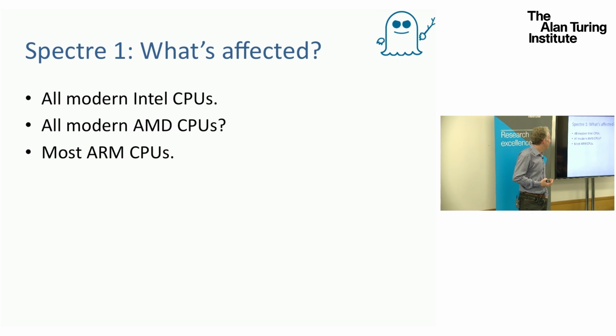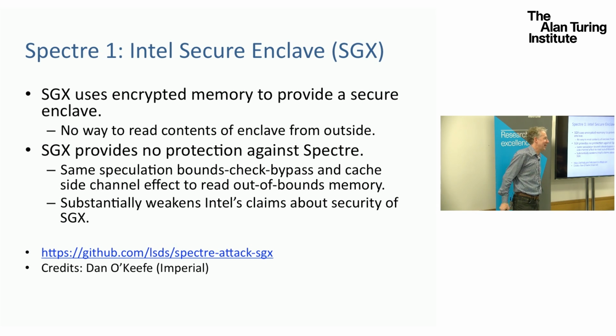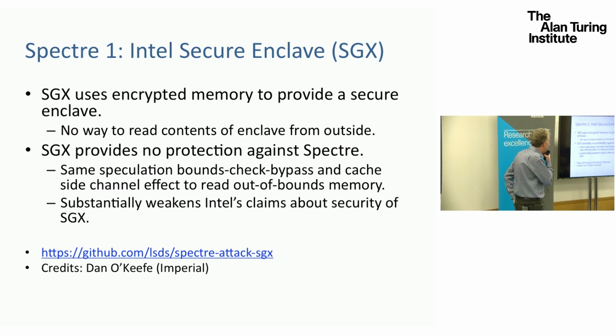So what's affected? This one's worse. All modern Intel CPUs, all modern AMD CPUs, and pretty much most modern ARM CPUs. So yes, your phone is vulnerable to this one. So what else? For you guys who have been playing with Intel's Secure Enclave stuff, SGX, it's meant to allow you to process secure stuff in your CPU. It uses encrypted memory, and stuff that's in the enclave is protected from stuff outside the enclave and vice versa. This walked right past that too. So yeah, SGX provides no protection against the Spectre vulnerability either. There's proof of concept code here.